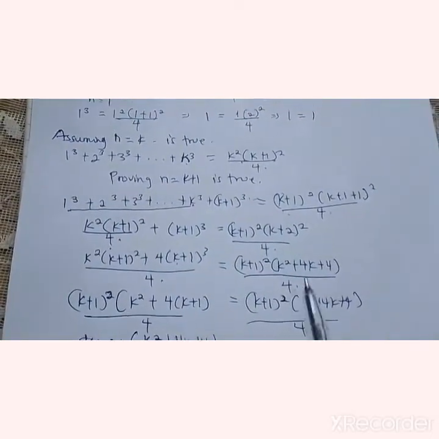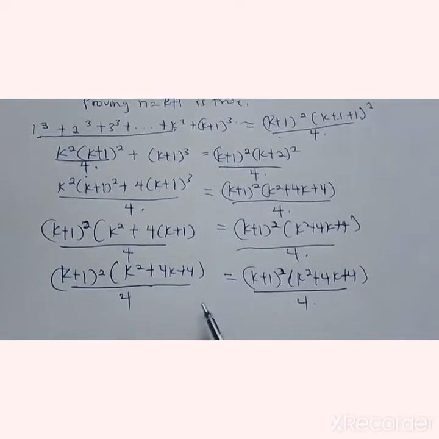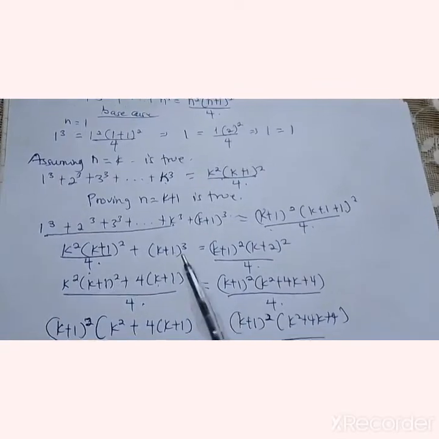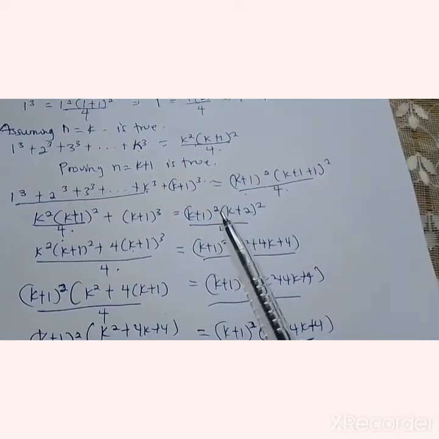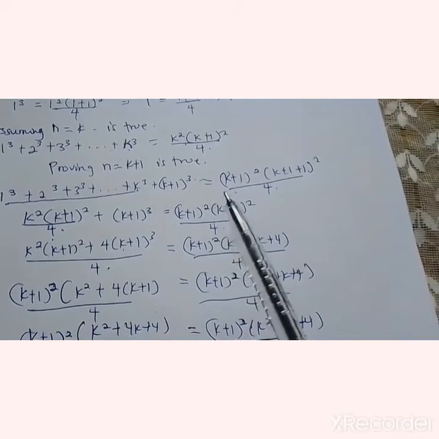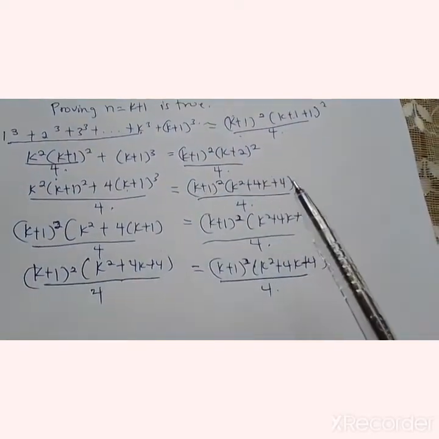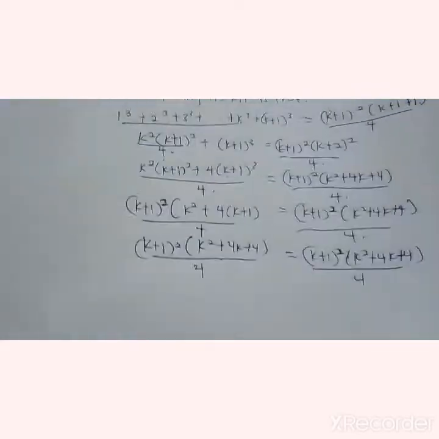Therefore, this statement is true. So our inductive approach is now tested, and you have seen that the statement is true. Whenever you have 1 cubed plus 2 cubed plus 3 cubed plus dot dot dot up to n cubed, we can conclude that it's equal to n squared times (n plus 1) all squared over 4 for all natural numbers. Now let's go to the second example.